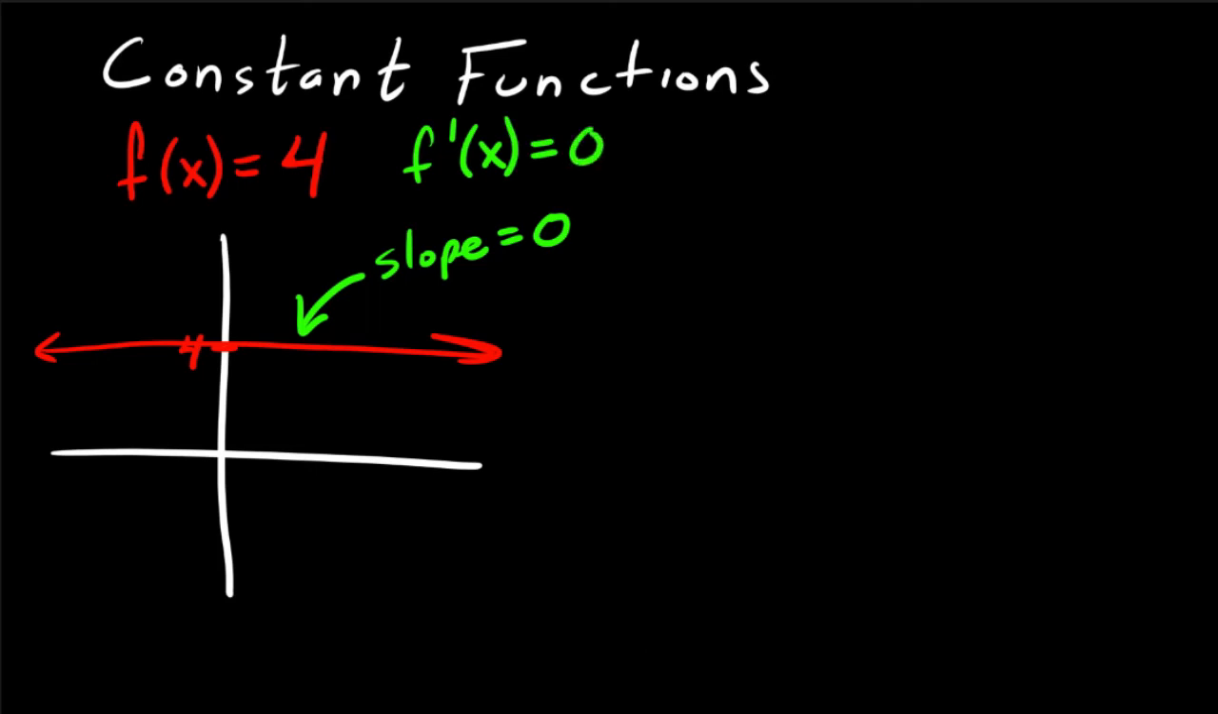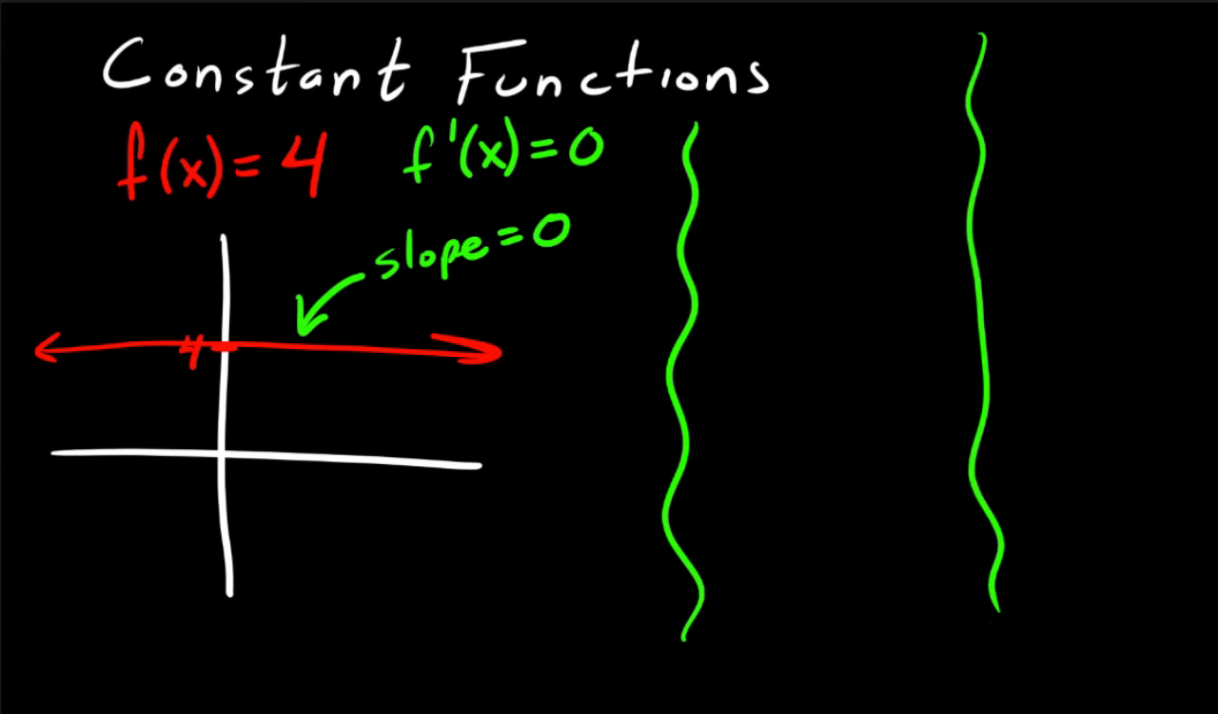And you can generalize this for any constant function. Let me put it over here: the derivative of any constant c is going to equal 0.